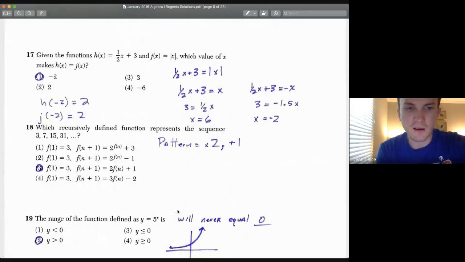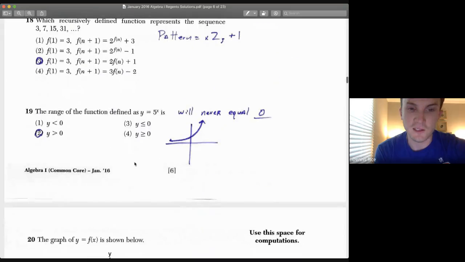Recursive, we talked about the other day. Recursive, you need to identify the first term and then the pattern to go from one term to the next. So the pattern in this problem is times 2 plus 1, times 2 plus 1, times 2 plus 1. And that's what choice 3 is saying. To go from one term to the next term, you multiply by 2 and add 1. If you put choice 4, not a bad idea. It does work at first. 3 times 3 is 9, minus 2 is 7, but it fails after that because then the next number should have been 19 according to that rule.